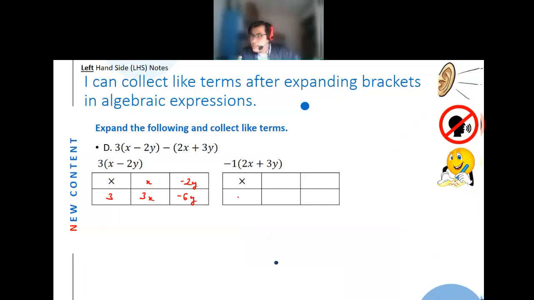Then we have negative 1 outside, goes here. Okay, so remember, even though there's nothing in front of the brackets here, that means that there's a hidden 1. Then we have 2x plus 3y inside the brackets. Multiply them together, negative 1 times 2x. Negative times a positive is a negative. 1 times 2 is 2, so we have negative 2x.